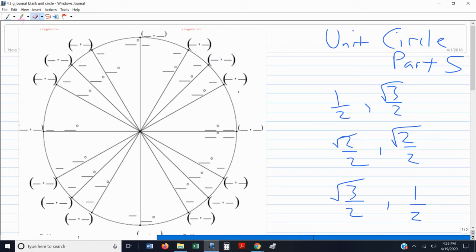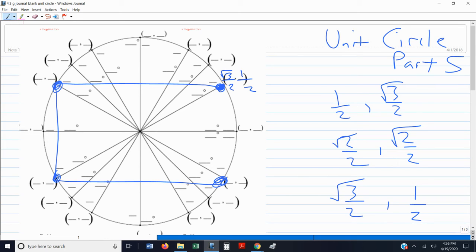And I'm going to start with this one. So this is root 3 over 2 and 1/2. When I go to the other quadrants, they're going to match up with this coordinate. So I'm going to go straight across, straight down, and straight over. All of those coordinates are the same. You can see that if you're going straight over, the y value is not going to change. If you go straight down, the x value doesn't change. If you go straight over, the y value doesn't change.